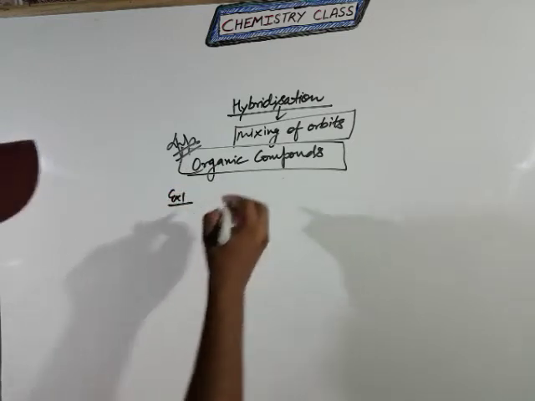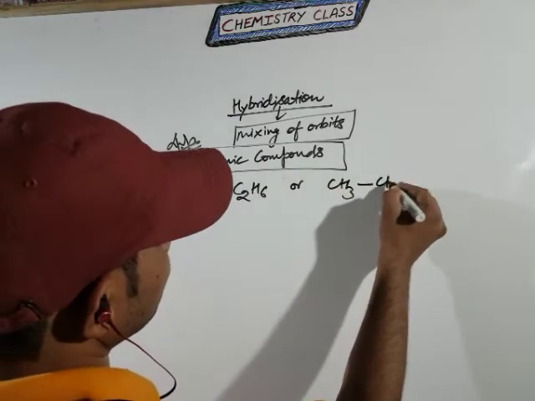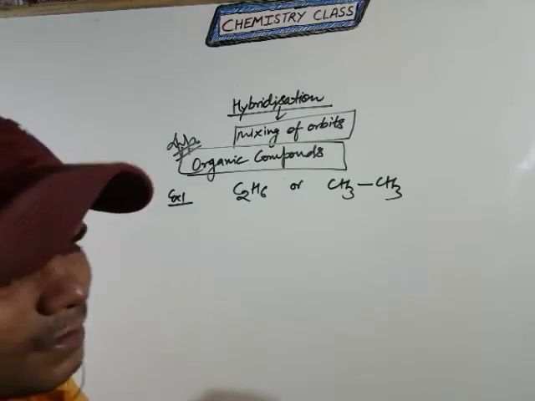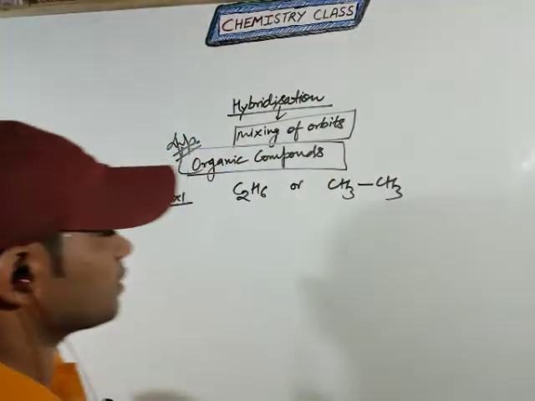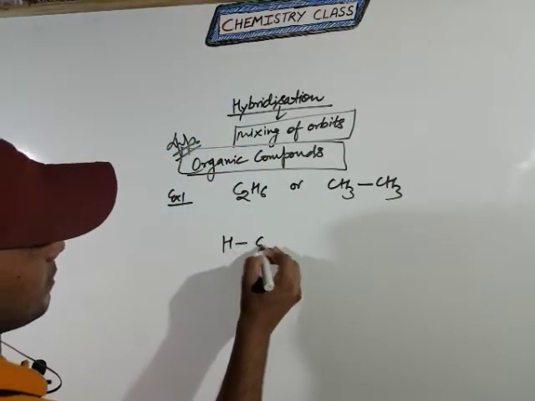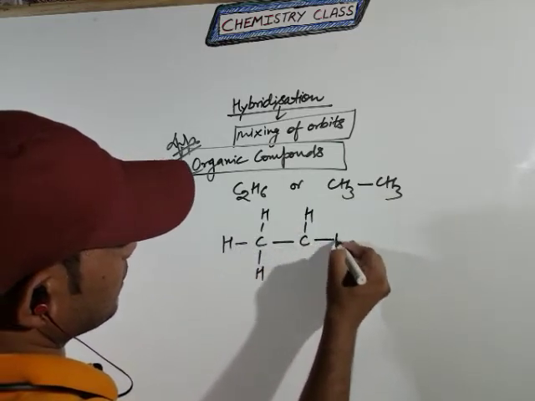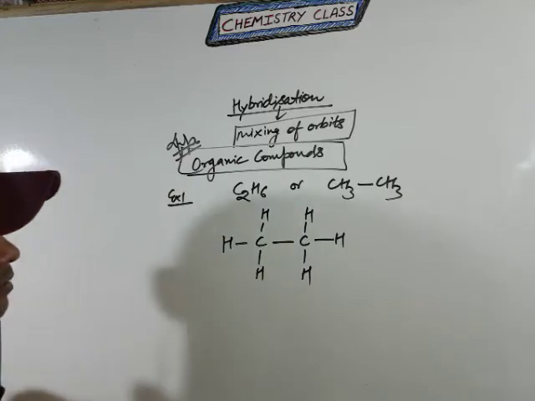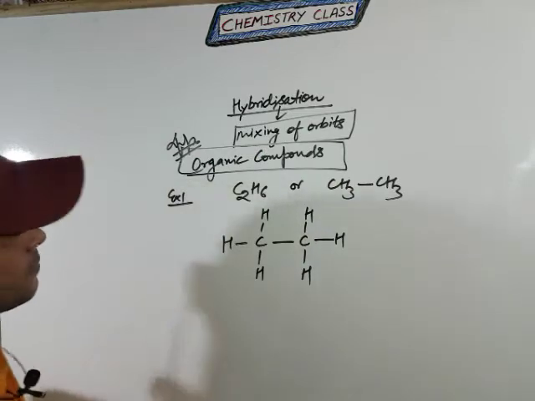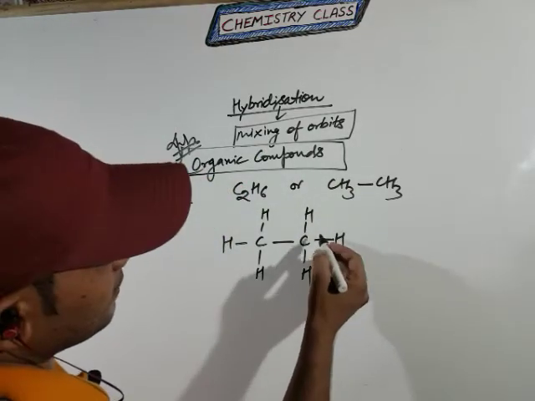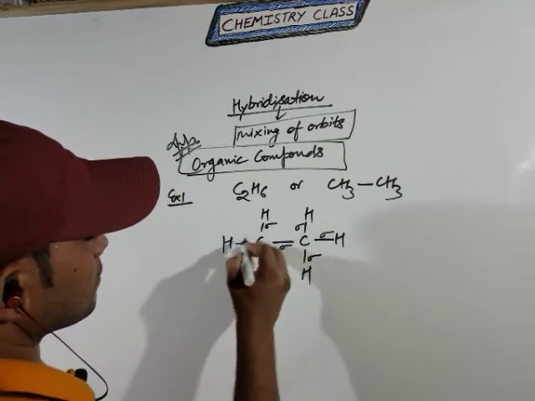The example is C2H6, or CH3 single bond CH3. Clear? So students, in this case there are 2 central atoms. First, draw the structure of this molecule. The structure is simple: H single bond C, single bond H, single bond H, and C single bond H, single bond H, and single bond H. So students, if you are calculating the hybridization of the given compound, first you calculate the sigma bonds. We know a single bond is known as a sigma bond. So every single bond is a sigma bond in this case.